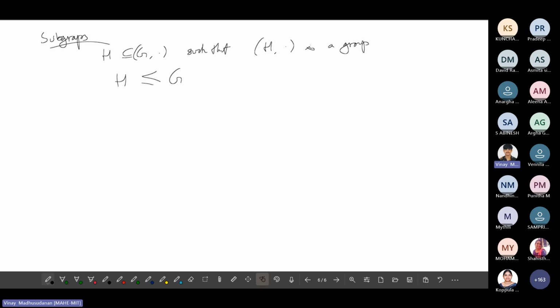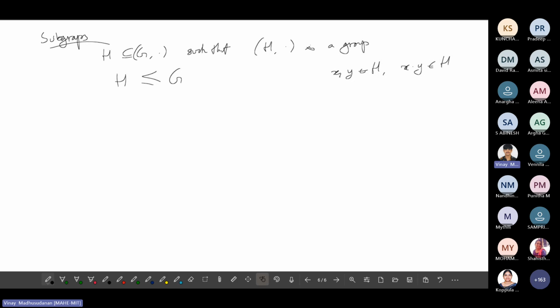What is dot actually? It is strictly speaking the restriction. I'm again abusing notation here also. It is actually the restriction of the binary operation defined on G to H. So first of all, that should be a binary operation on H. That means H should be closed under the operation. This tells you that if you take x and y in H, then x dot y should belong to H. Only then will this restriction actually be a binary operation. So by writing that, I'm saying that it's closed under that.